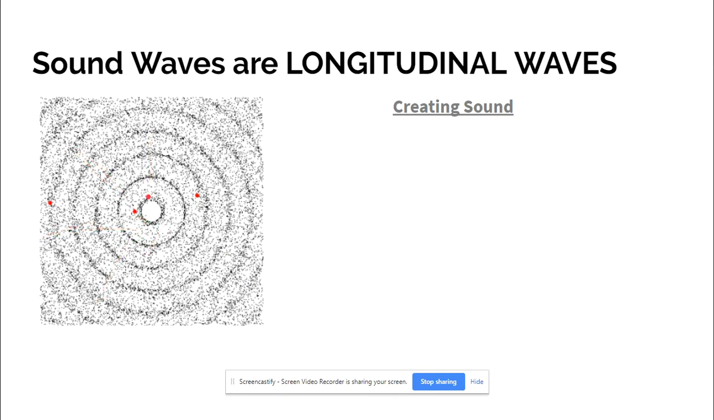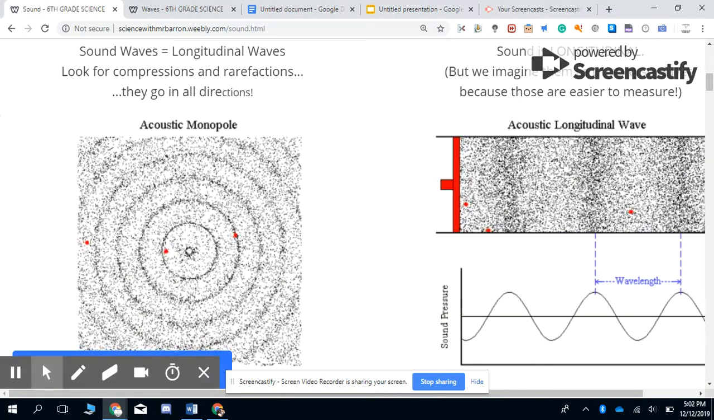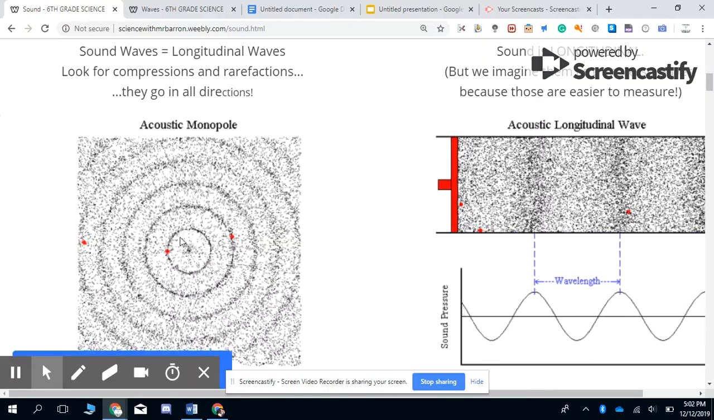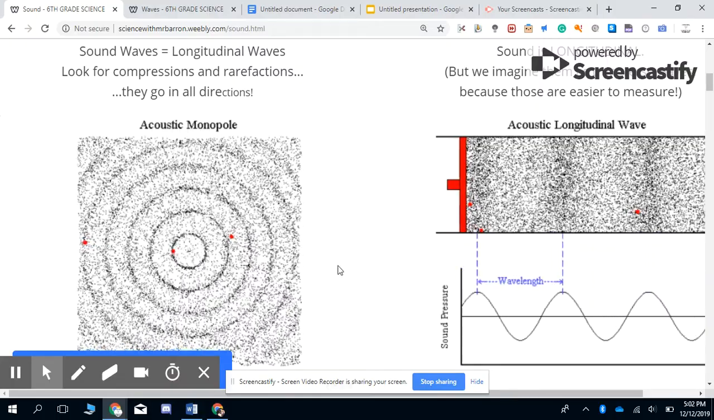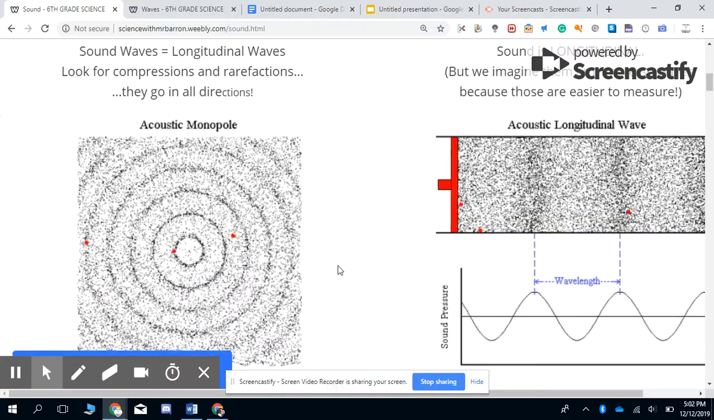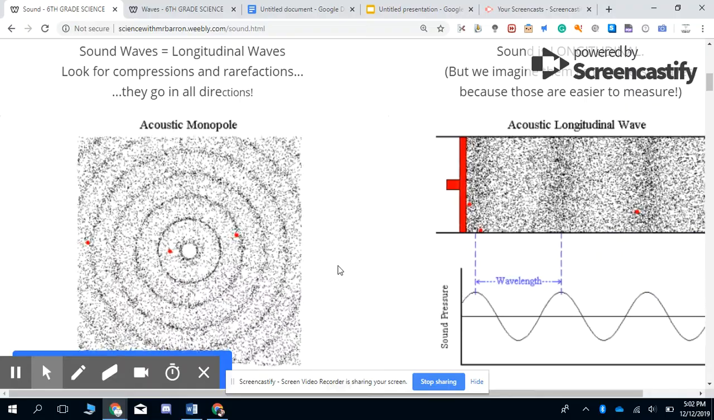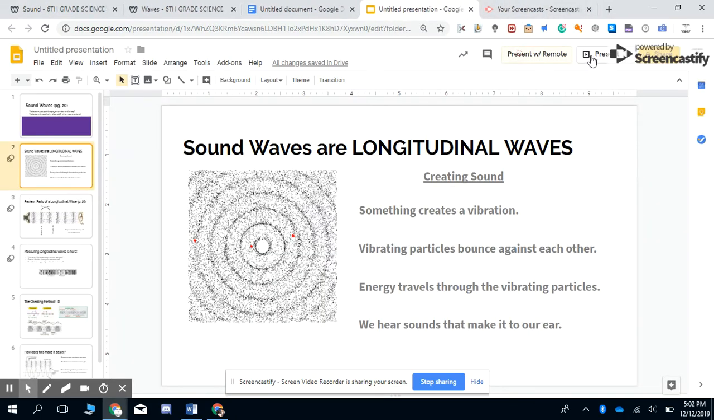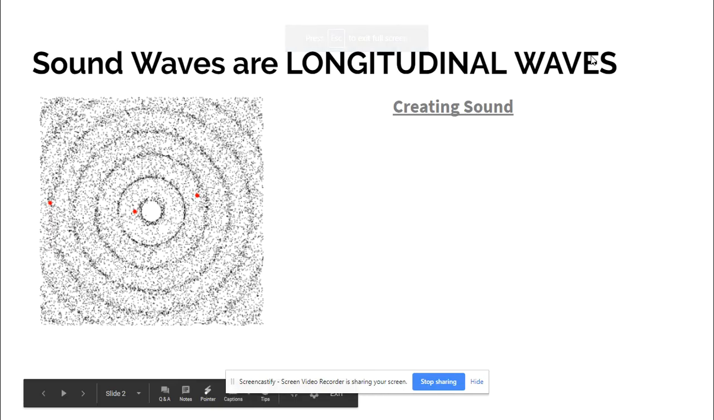Now, this makes a lot more sense if we take a look at a moving version of this. So over here on the left, you see a sound wave being created. Now, a longitudinal wave has two things. It has compressions and rarefactions, and you can watch them traveling outward. But anyways, back to our slideshow itself.